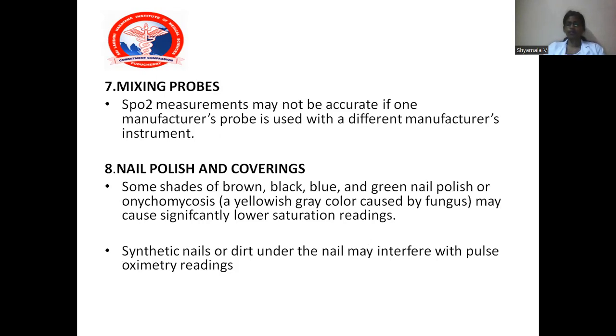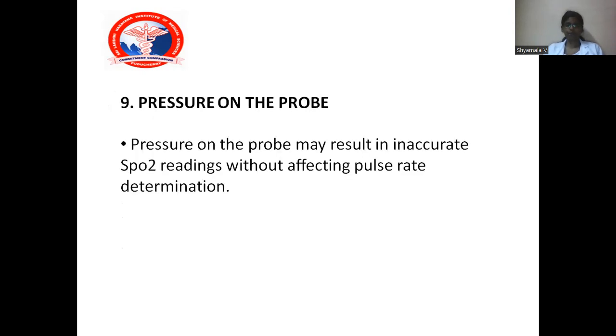Placing one manufacturer's probe with a different manufacturer's instrument causes inaccurate pulse oximeter readings. Nail polish and coverings also influence the accuracy of pulse oximeter readings, like some shades of brown, black, blue, and green nail polish, or onychomycosis, the condition which causes yellowish-gray discoloration of the nail caused by fungus, which may also cause significantly lower saturation readings. Synthetic nails or dirt under the nail may interfere with the pulse oximetry readings. Pressure on the probe also causes inaccurate SpO2 readings without affecting the pulse rate determination.